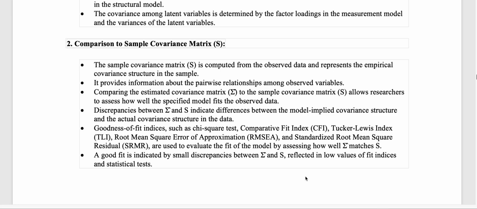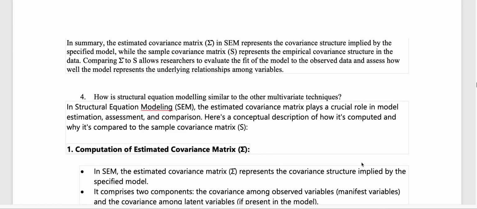A good fit is indicated by small discrepancies between sigma and S, reflected in low values of fit indices and statistical tests. In summary, the estimated covariance matrix, that is sigma, in structural equation modeling represents the covariance structure implied by the specified model, while the sample covariance matrix S represents the empirical covariance structure in the data. Comparing sigma to S allows researchers to evaluate the fit of the model to the observed data and assess how well the model represents the underlying relationships among variables.